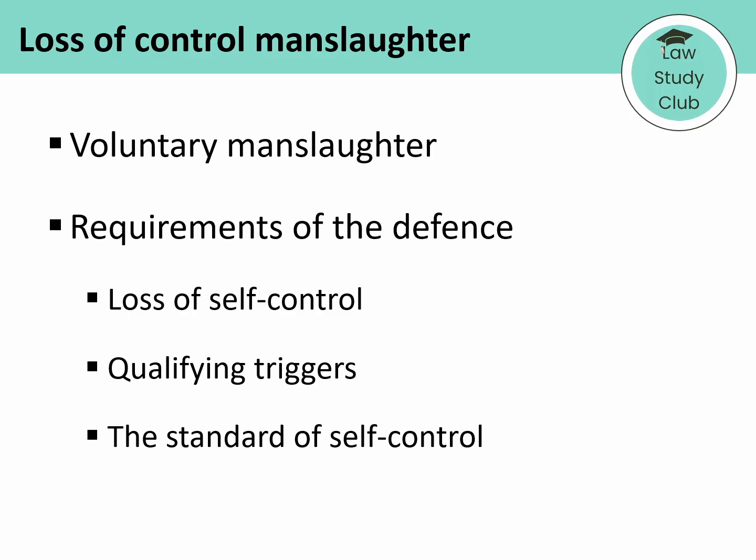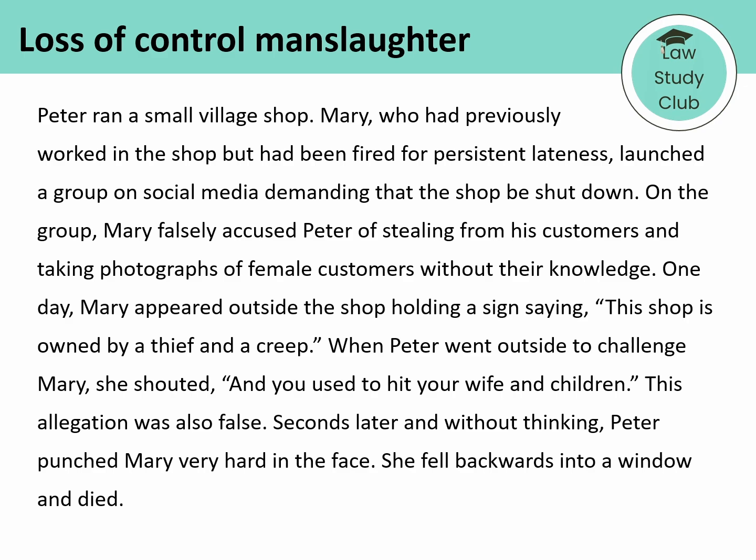So you should now be able to explain what voluntary manslaughter means and how it fits into the big picture of the fatal offences, and explain how the courts apply each of these three requirements of the loss of control defence: loss of self-control, qualifying triggers, and the standard of self-control. So now let's work through this scenario to check your understanding of loss of control manslaughter.